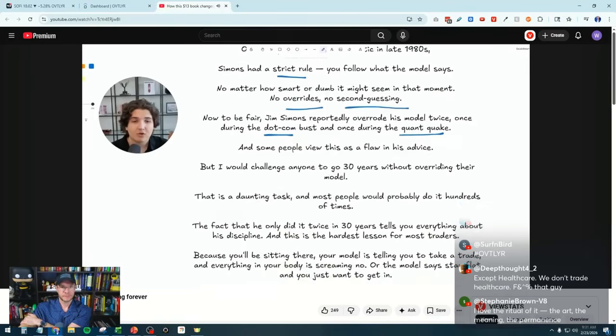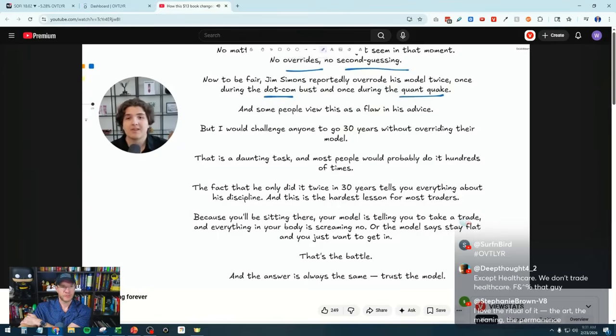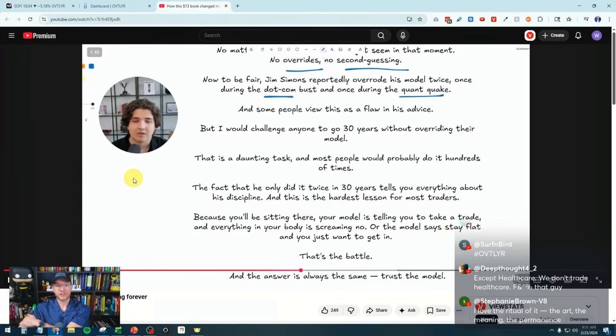This is an incredibly daunting task, and most people would have done it hundreds of times, especially because I know a lot of newer systematic traders. Most people override their model within the first week. Right. And what he's talking about here is being normal, right? If you want to be world-class at anything, you can't be normal.